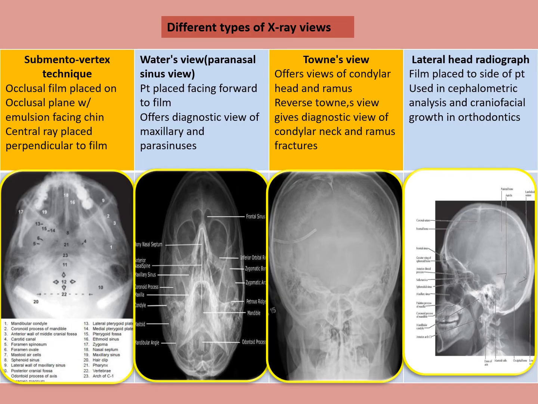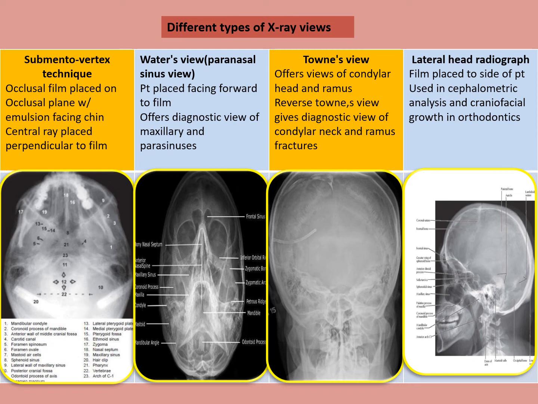Now these are different types of X-ray views. Like this one is your submental vertex view. The occlusal film is placed on the occlusal plane with the emulsion facing the chin and the central ray is placed perpendicular to the film. So this is also important because we should know the different indications. This submental vertex view is going to provide information on the zygoma, zygomatic arches and the mandible.